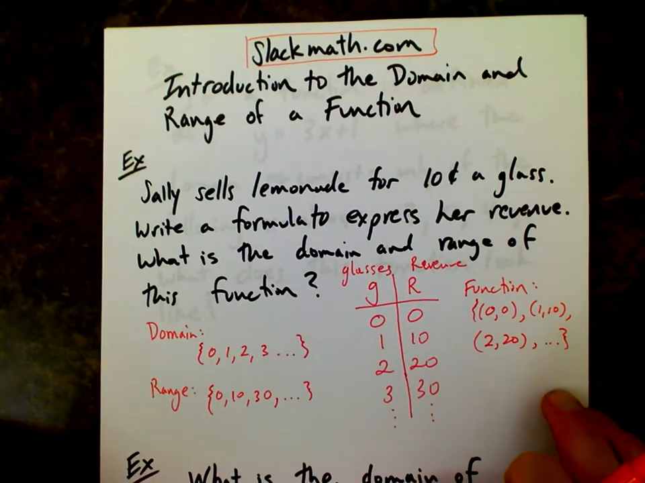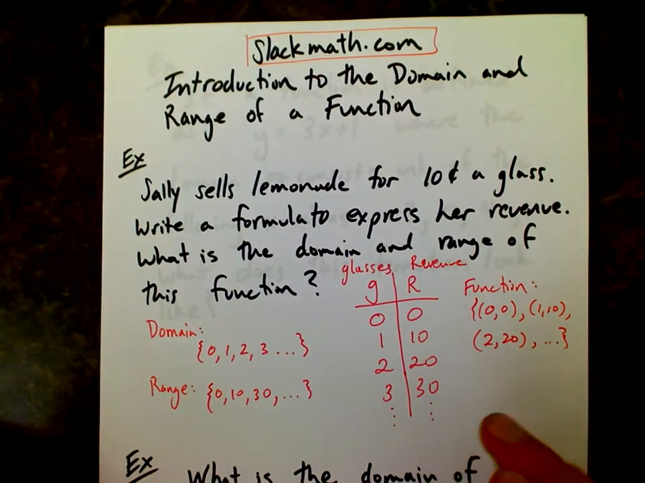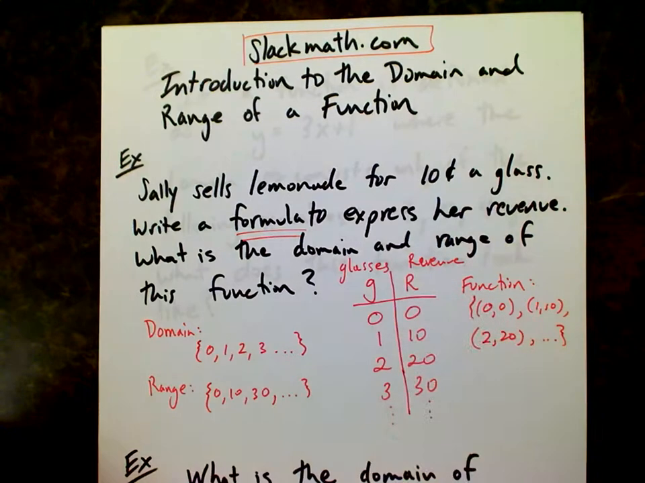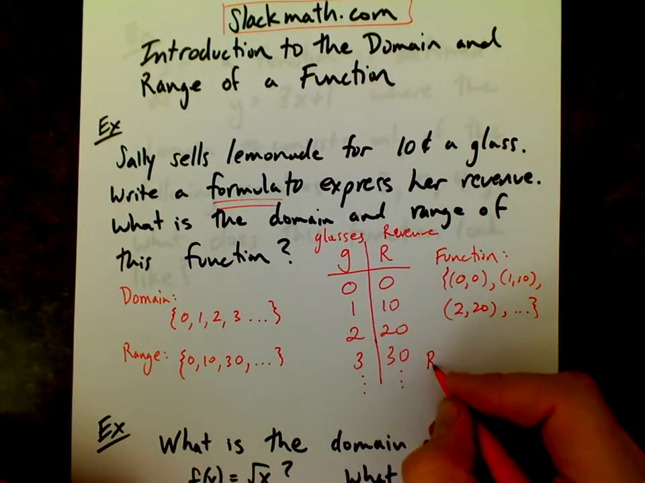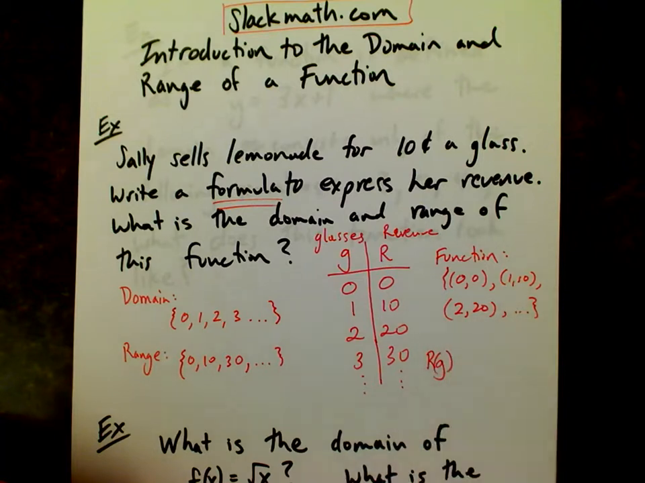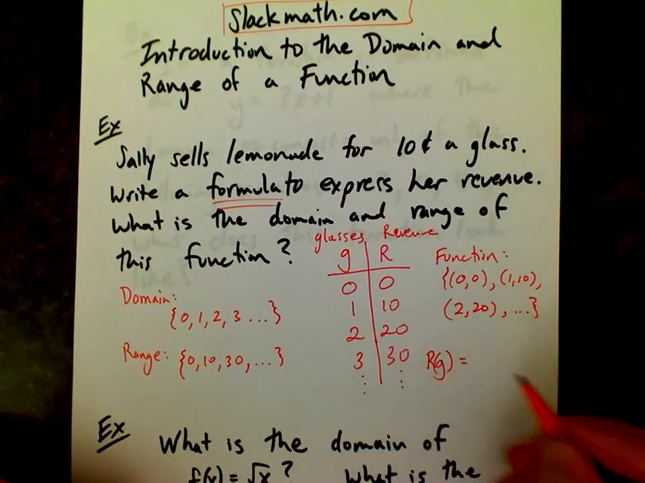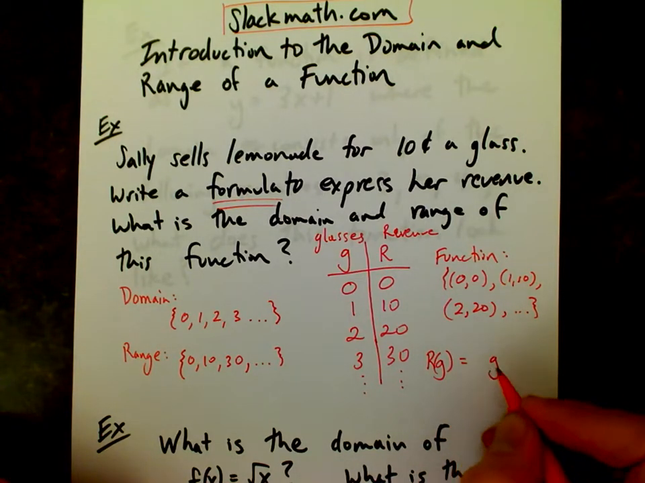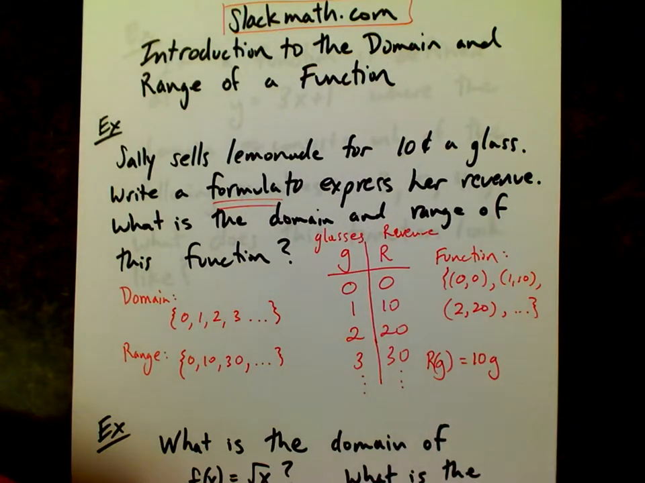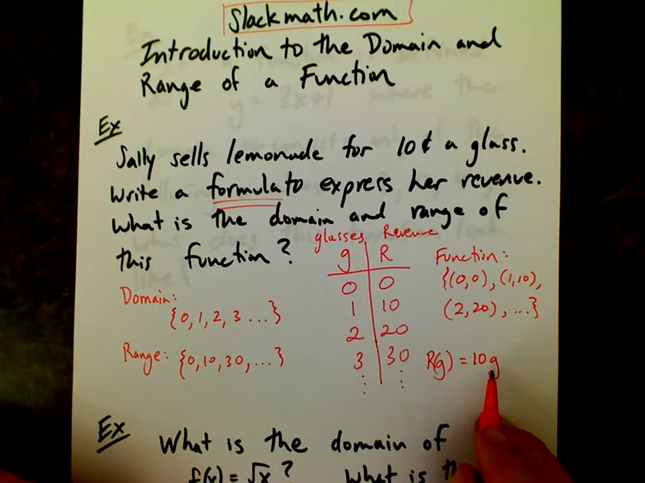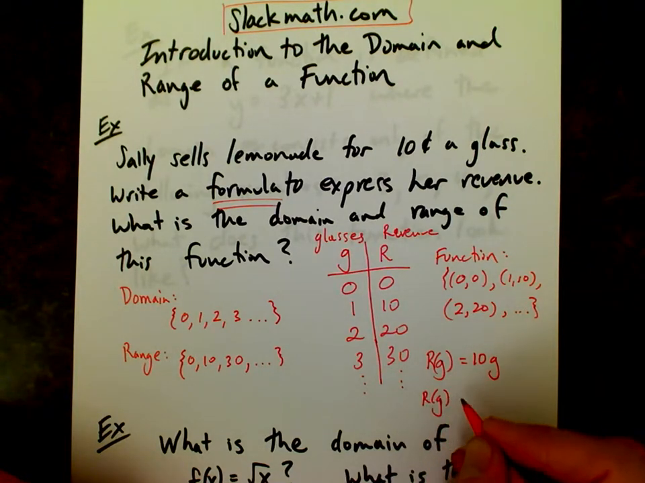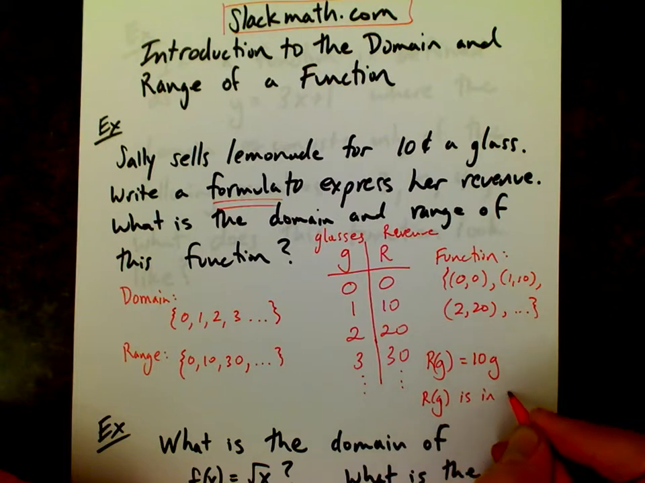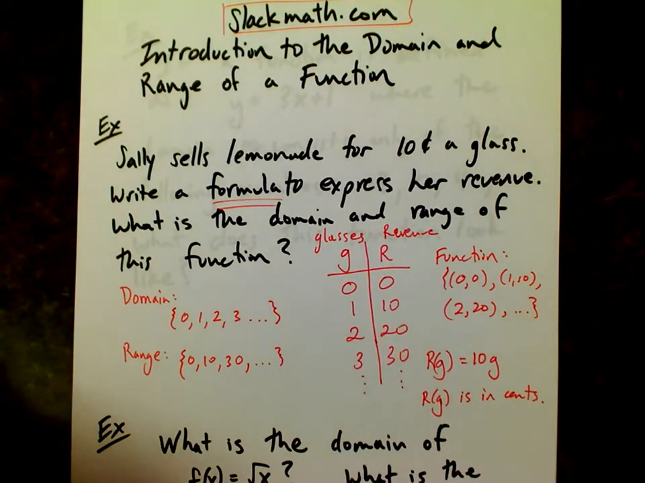But a lot of times what you want to do, like they're asking us to do in this problem, is to find a formula to express this. So you can write this as a revenue formula: revenue in terms of the number of glasses sold. If she sells one glass, she gets 10 cents. So the revenue is 10 times G, the number of glasses. That gives you R of G, in this case, in cents.